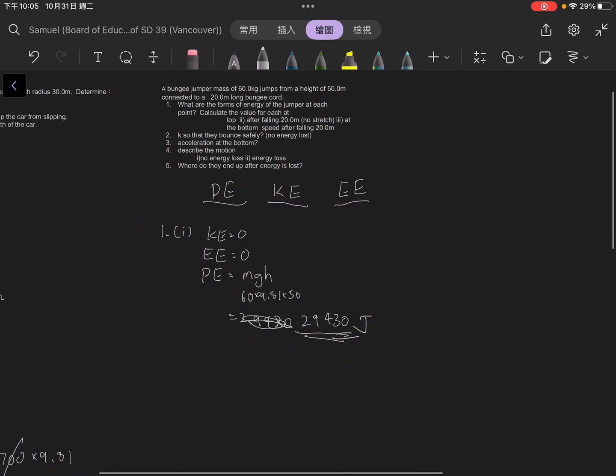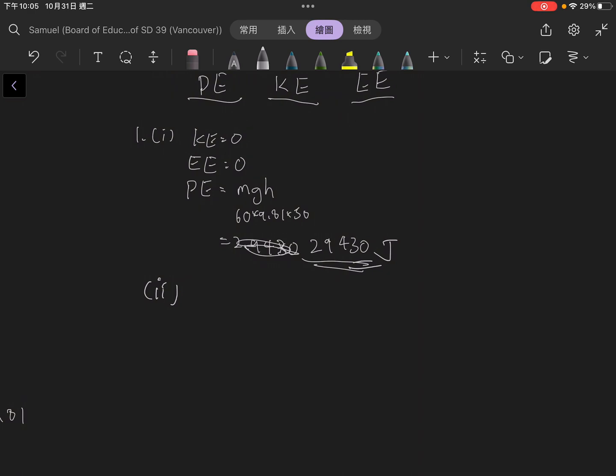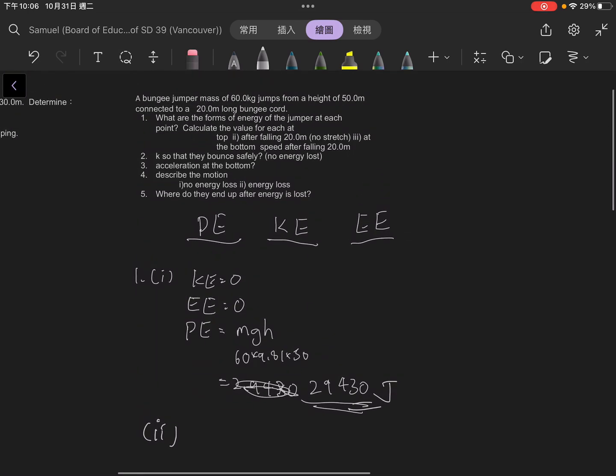So what about the second part? After falling 20 meters. Again, consider the forms of energy. PE, obviously there will be PE, and we can calculate that with mgh. KE, we don't know, and we can't really calculate it with 1 over 2 mv squared, but we'll sort that out later. And EE will be 0, because at 20 meters, it's at an equilibrium position, which means there's no stretching.